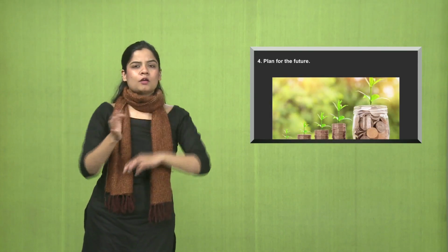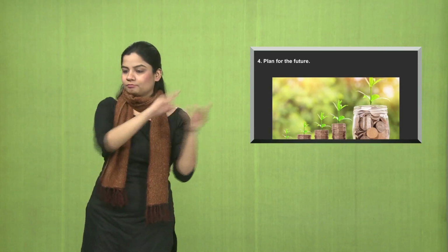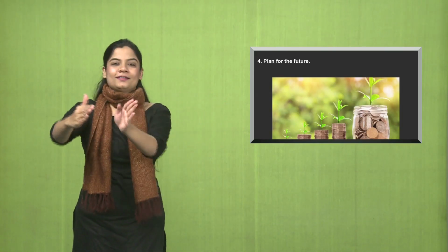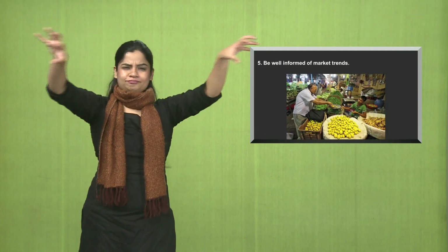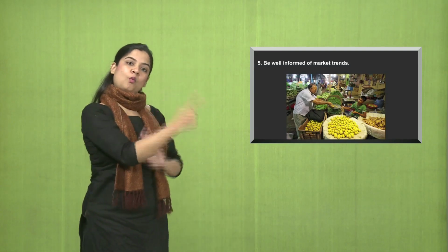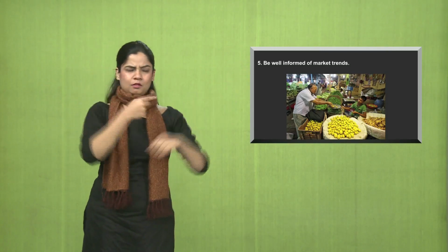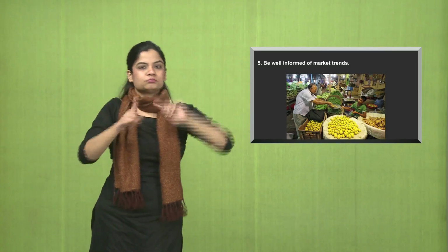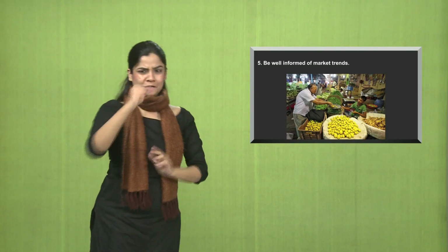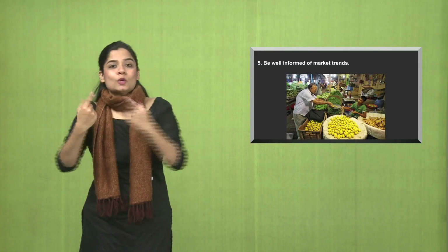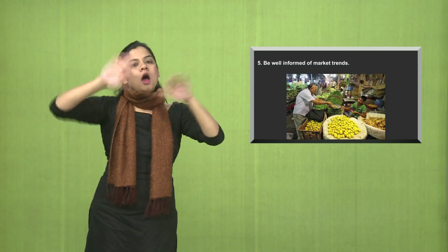It's important to plan for the future. Regular maintenance of accounts makes it easier to plan for the future and helps in saving and preparation for the future. Be well informed of market trends. For example, you know that vegetables can be bought from different places where it's cheaper. It will help you know from where you can buy vegetables or fruits cheaper rather than going to expensive places. So money management also comes in that, from where you can buy cheaper goods and services.